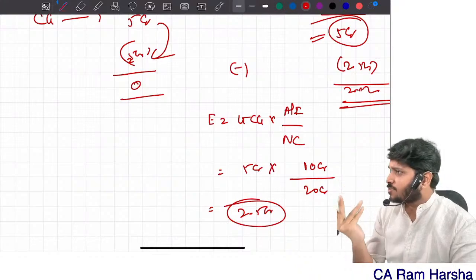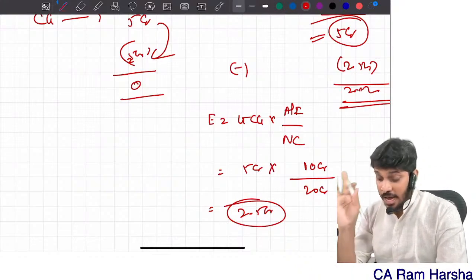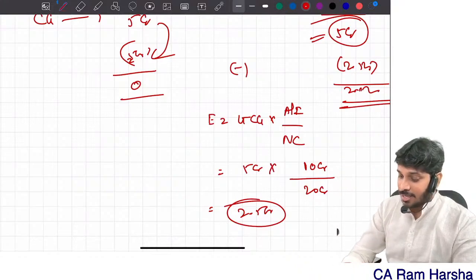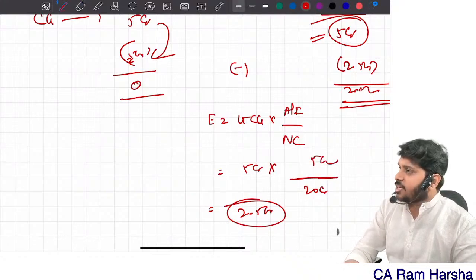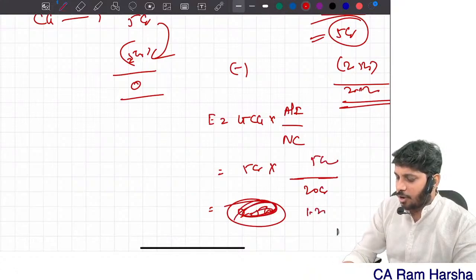That also you can claim as exemption. No problem. Able to understand? Further, sir, I didn't invest 10 crores, sir. I didn't invest 20, sir. I invested only 5 crores, sir. Then accordingly, the exemption will be 1.25 crore.